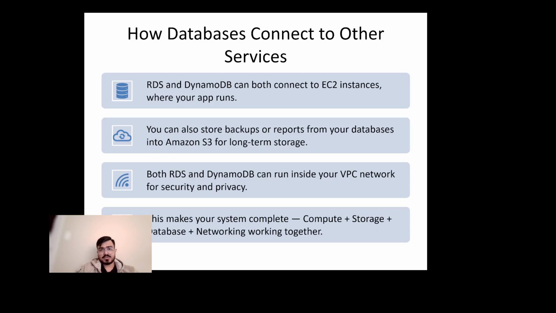How do databases connect to other services? In AWS, databases don't work alone. They connect with other services. EC2 can use RDS or DynamoDB to store app data. S3 can be used to store database backups or reports, and VPC keeps everything private and secure inside your network. This is how AWS builds complete systems: compute plus storage plus database plus networking, all working together.